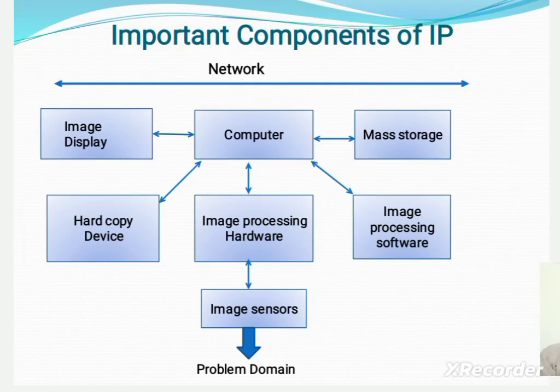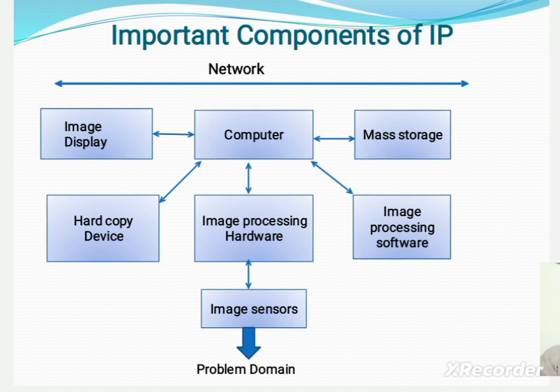I am Professor Kavita Guge, and today we are going to see the important components of image processing. As you can see here, this is the basic block diagram of the important components of image processing, which will consist of image sensors, image processing hardware, computer, image display, mass storage, hard copy device, image processing software, computer, and network. Now, what are the functions, how will they work? Let's see one by one.